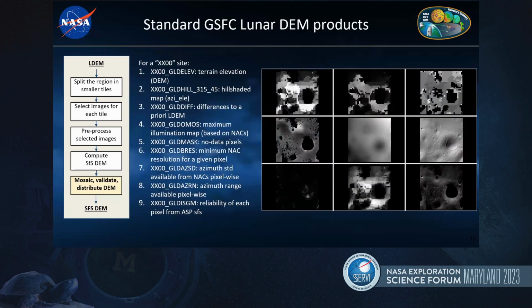So once our DEM has been checked and we are happy with it, we distribute it as a standard set of products that you can see here, which include both the DEM and ancillary products that can be directly used by the end user and also allow the end user to, let's say, propagate errors in his or her analysis and assess the local quality of the DEM for their use.